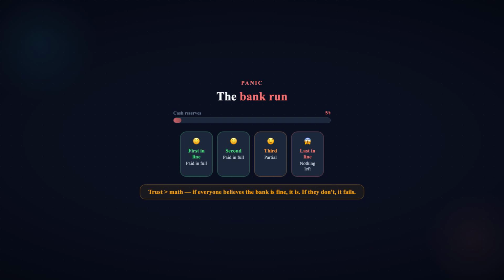This is why trust matters more than math in banking. A bank can be solvent, meaning its assets exceed its liabilities on paper, and still fail if depositors lose confidence and rush the door. The math said the bank was fine. The psychology said it was not. And psychology won.